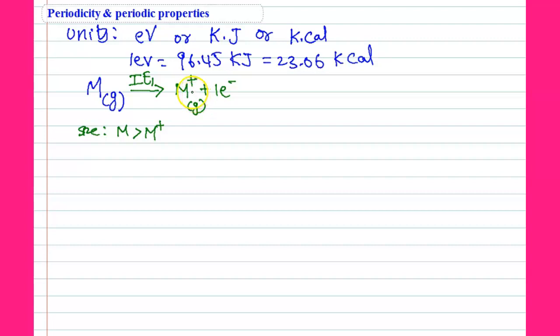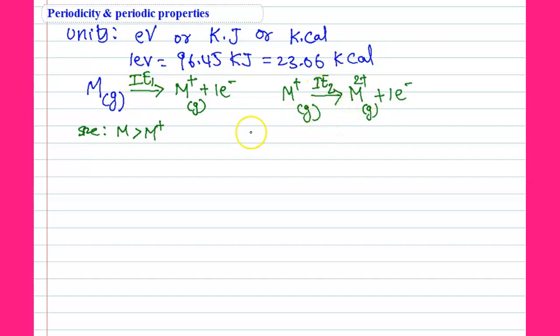Now M plus has a lower size. From M plus, we are again going to remove one more electron, then it becomes M2 plus. This is in the gaseous state, students. That is nothing but ionization energy 2, the second ionization energy.